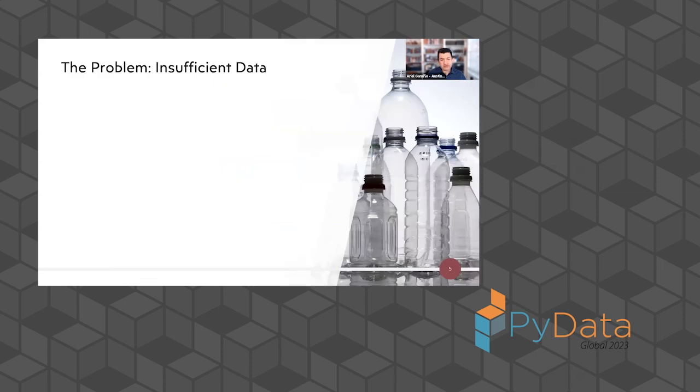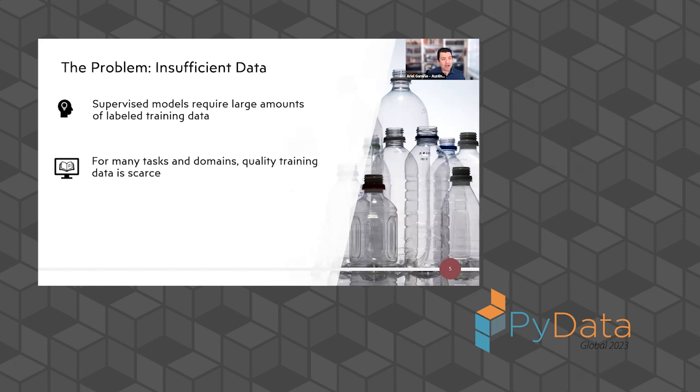The problem we're trying to solve is, how do we solve insufficient data? Supervised models require large amounts of labeled training data, like I said. So you may have a small subset of data, or data you need to enhance, to be able to leverage supervised models and train them. For many tasks and domains, quality training data is scarce, so you don't have enough of it. And even if you have enough, you might not have the quality that you need. This limits model accuracy and generalization. When you're training a model, it's hard to get a good grasp of generalizing on your context because you don't have enough data.